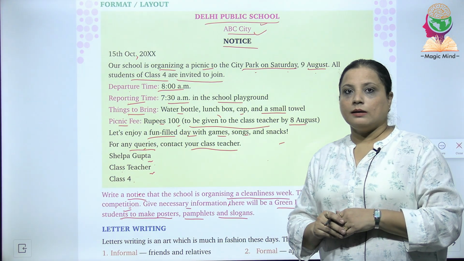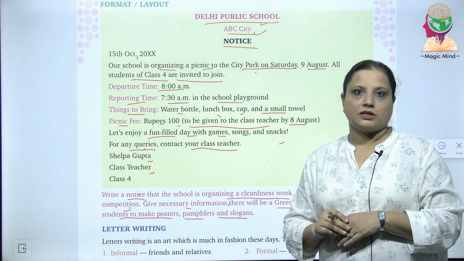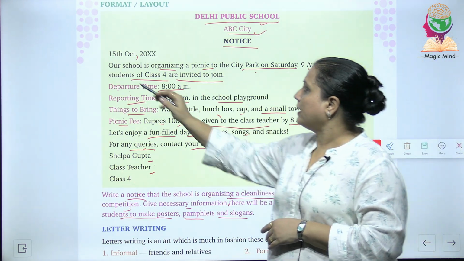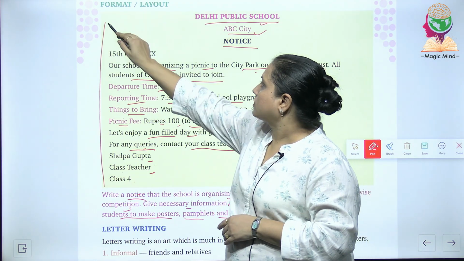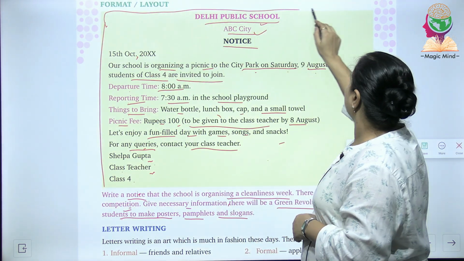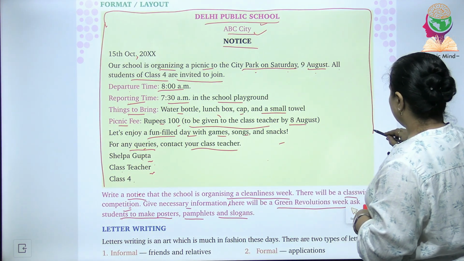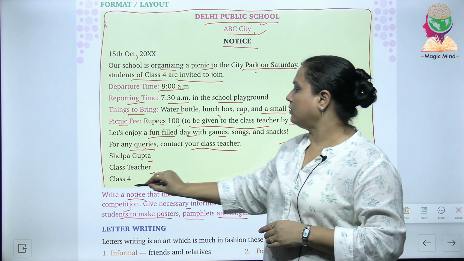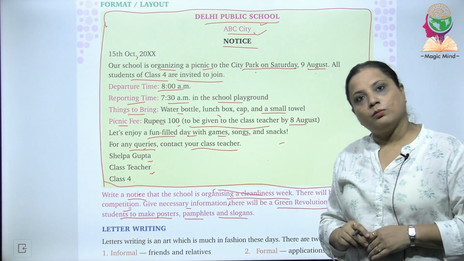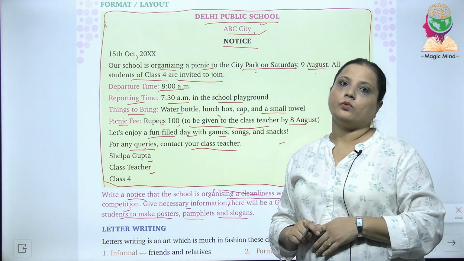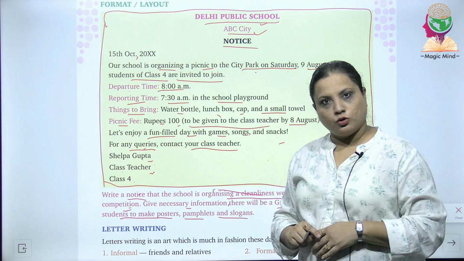One more thing important about a notice is, when you are writing a notice, you have to make it in a box. Why is this yellow portion given? This is actually telling you that you have to write the notice in a box. What is this box basically? It's the bulletin board where we are putting our notice.